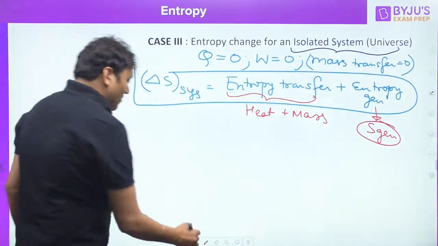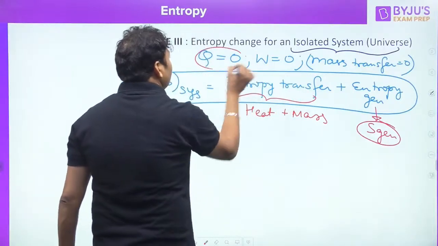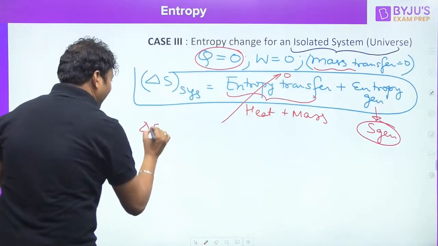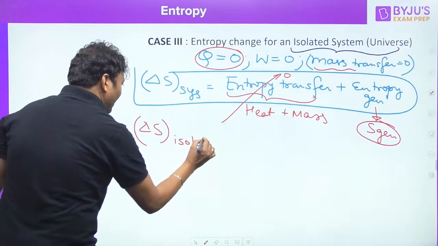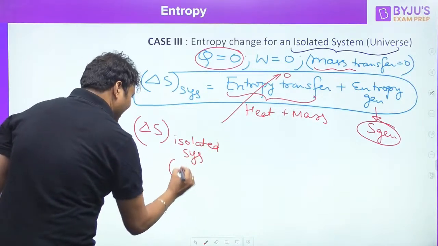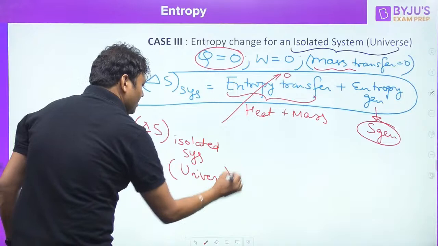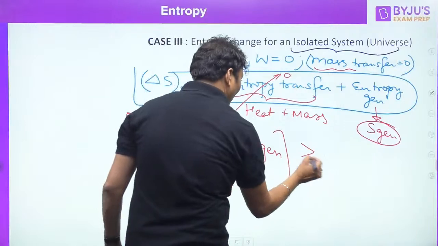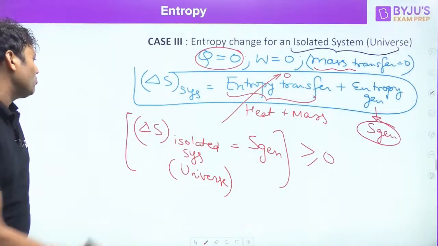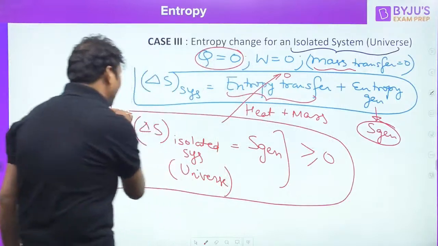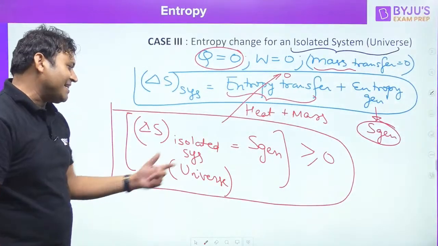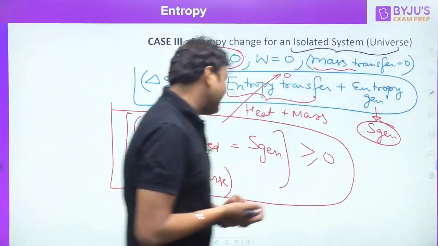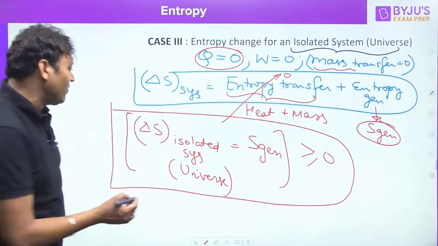Now can we say, because there is neither heat transfer nor mass transfer, this term will become 0. So change in entropy for an isolated system, that is the universe, is equal to S generation, and the value of S generation is always greater than or equal to 0. If the system is undergoing reversible process, then the universe will have 0 entropy change. If the system is undergoing irreversible process, then the entropy change for the universe will be positive.